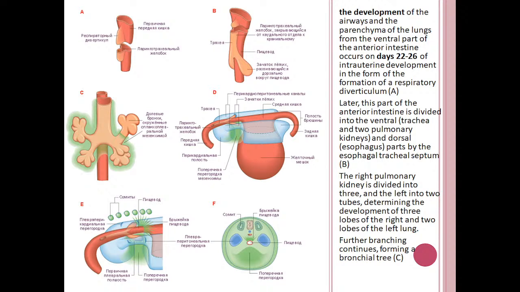And the right pulmonary bud is divided into three parts. That means three lobes of a lung, three major bronchi. And in the left part, just two. That means two main bronchi.